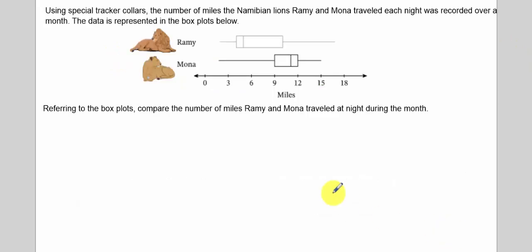So here's another set of data, and it talks about two lions, and basically those lions are being tracked, and as a result of tracking these lions, it talks about how far they travel during the night. And you can see that while this one travels longer, he spends a majority of time closer, and while this one is shorter, it spends most of its time in a further range than the other one.